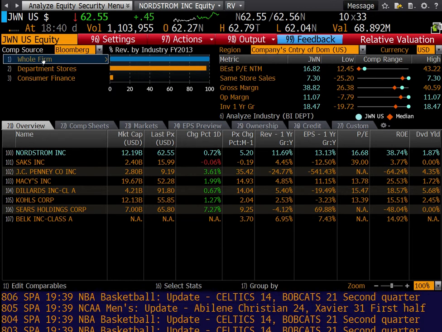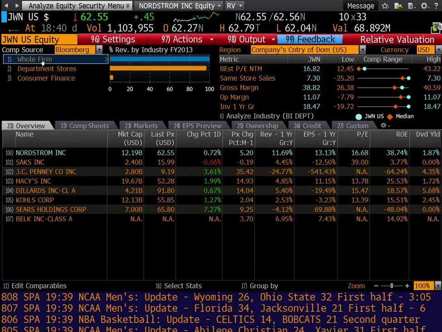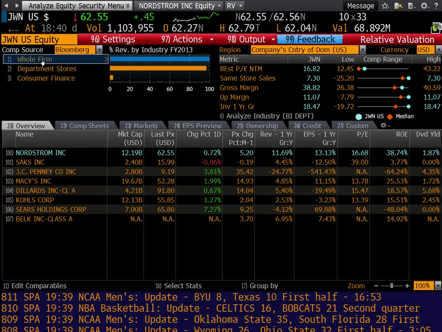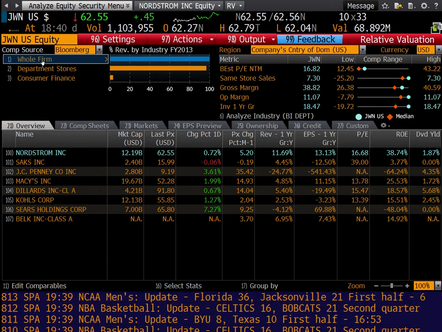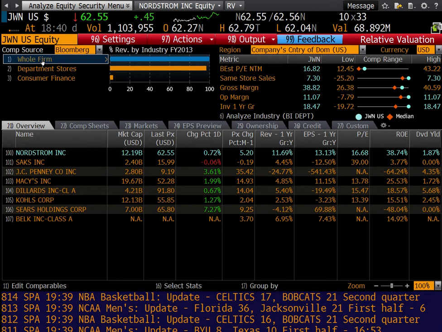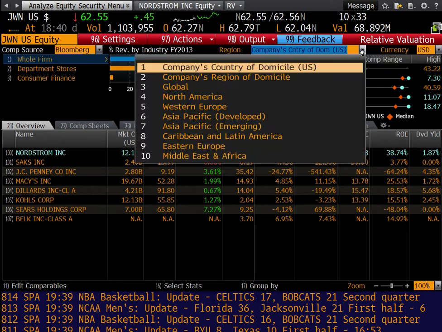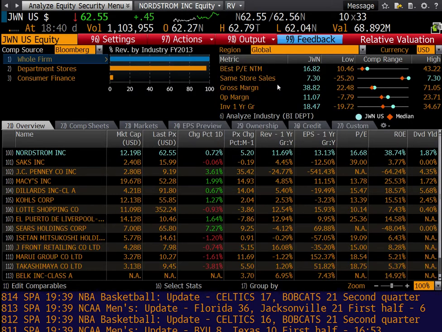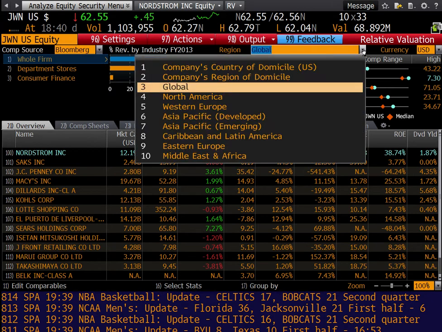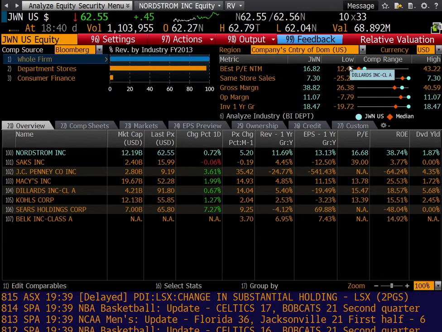Now, as part of your group project, you're going to have to pick 5 peers. So your company plus 5 peers, from the Bloomberg list. I would recommend not going outside the US for your peers, but you could choose foreign peers if you wanted. So for example, if I wanted to go to the global peer list, these would be the global peers of Nordstrom. But I think US is probably more realistic.